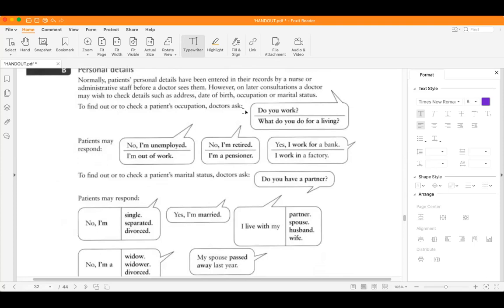What is the meaning of pensioner in Arabic? It's عن معيش. I work for a bank, I work in a factory.